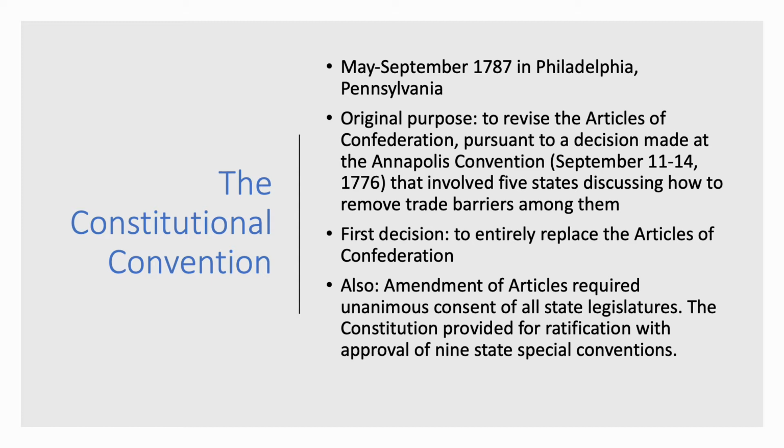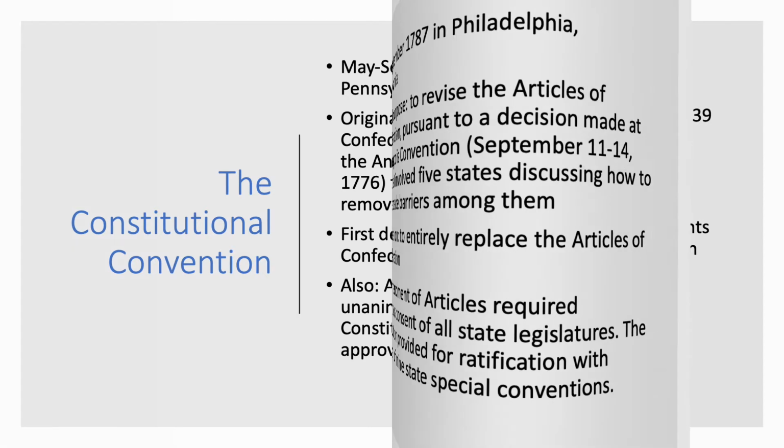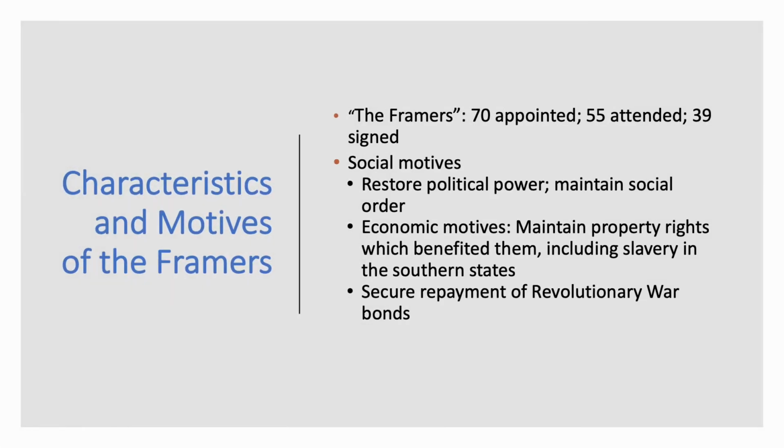We're going to say that we have an entirely new Constitution if 9 states approve it. Not 13, 9. And we're not going to let the state legislatures do it because they're too radical. We'll convene special conventions. And that's what they did. So one could argue that this was something like a coup that took place. The framers were, so there were supposed to be 70, 55 attended and 39 signed it.